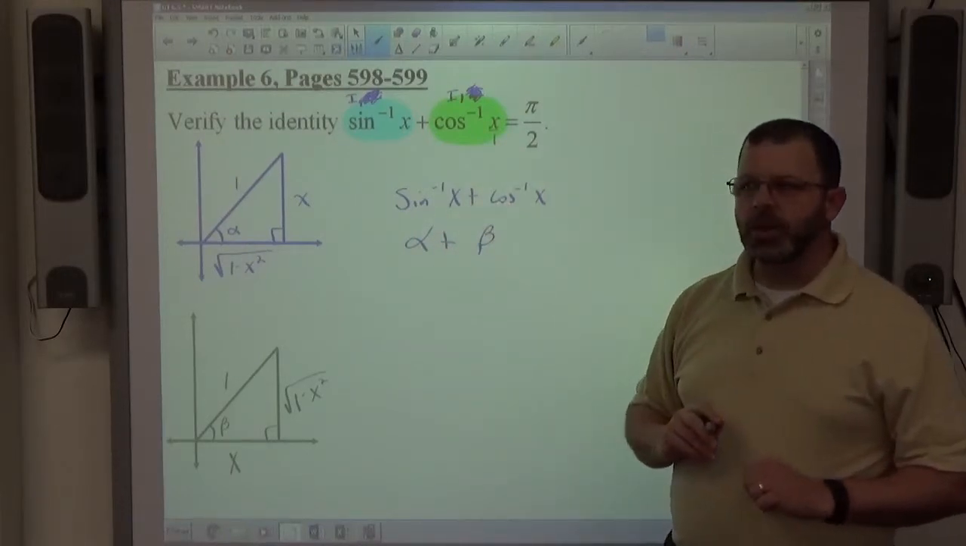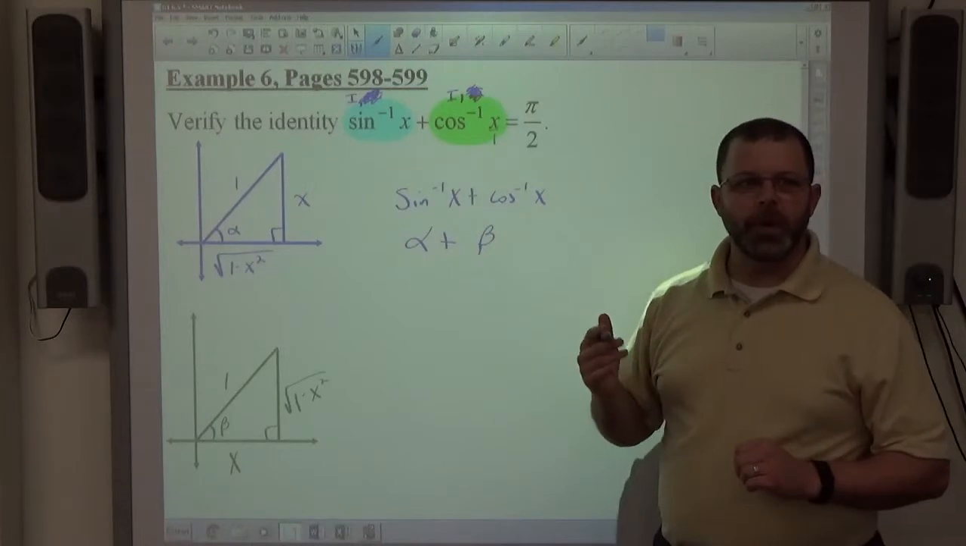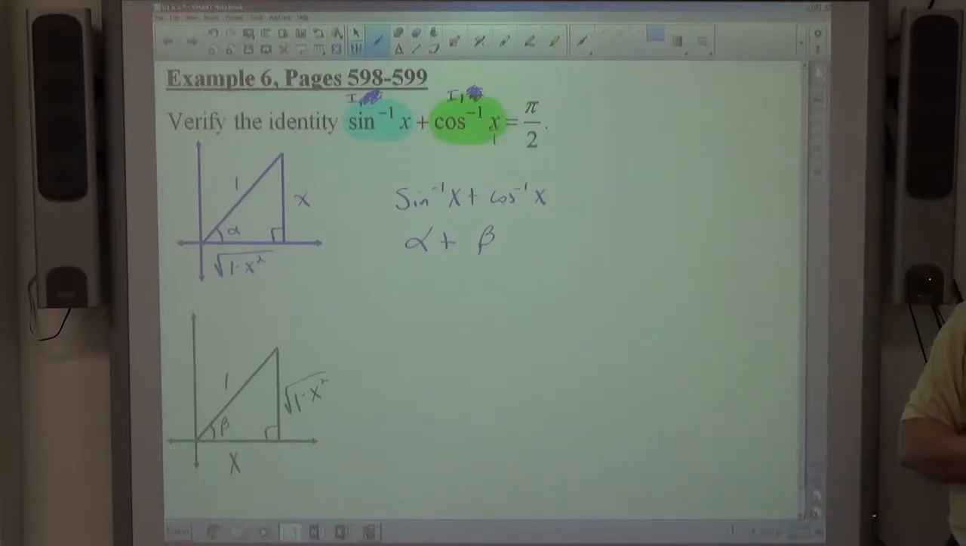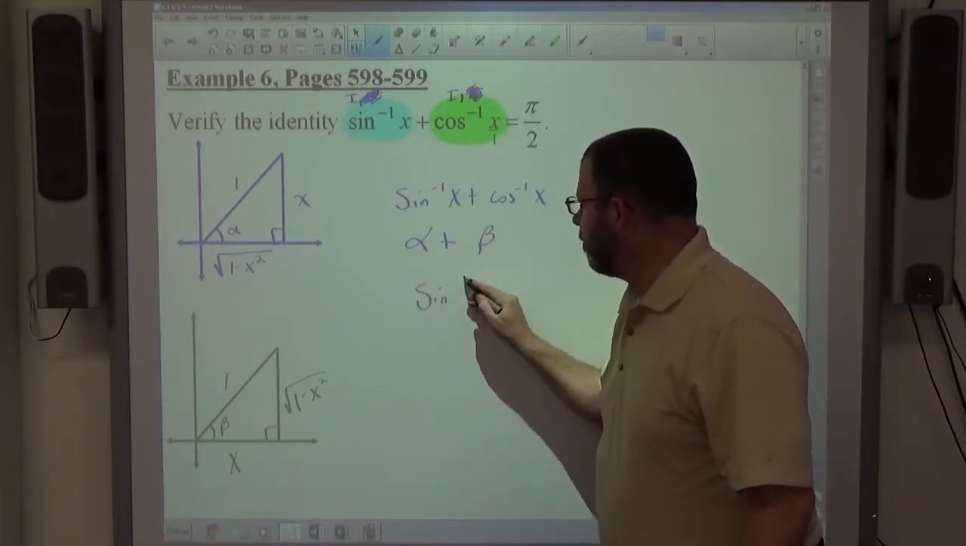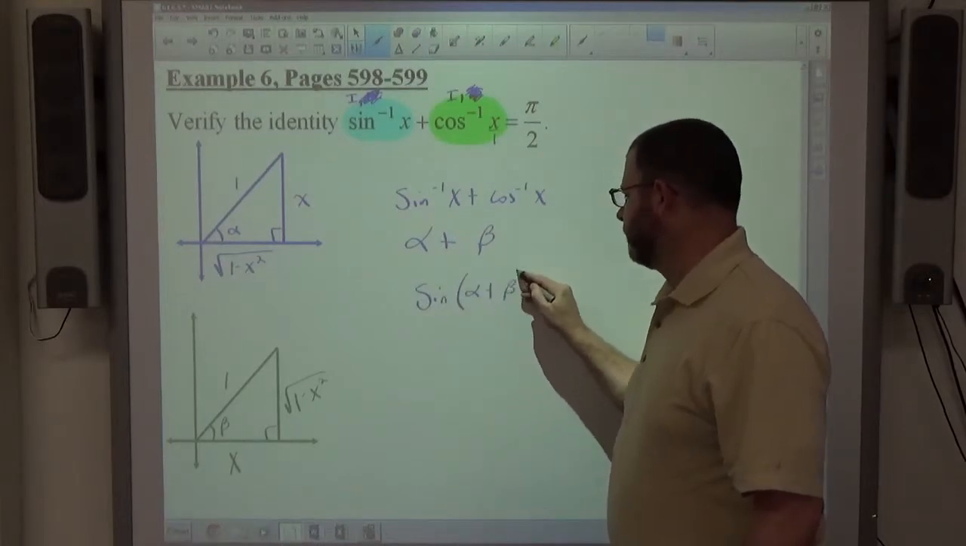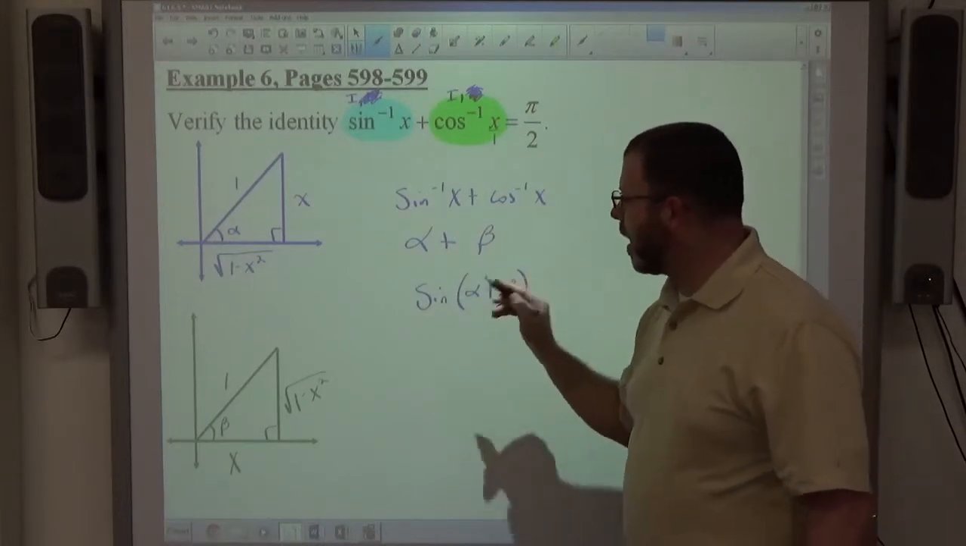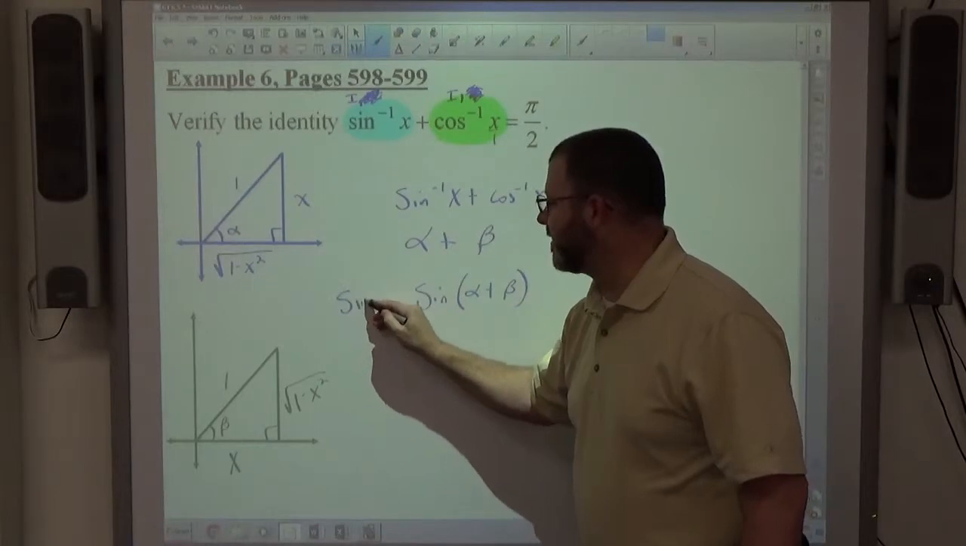And here is the trick to the problem. What do we like better, sine or cosine? Doesn't matter. Sine or cosine, we got to like one better. Sine, okay. So here's how it looks. I'm going to do sine of alpha plus beta, but I'm also going to do the inverse sine of that.